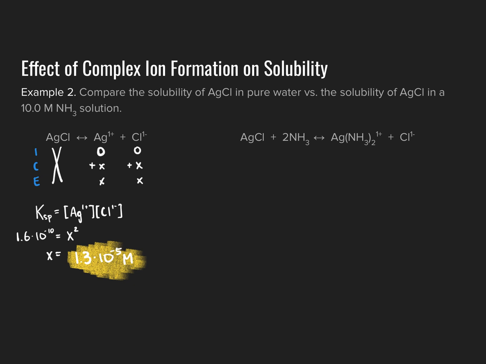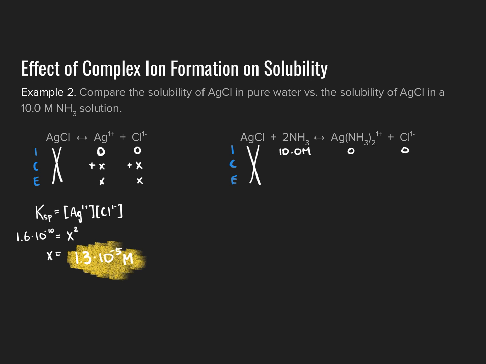So again, we're going to go ahead and set up our ICE table here: the initial, change, and equilibrium concentrations. The silver chloride, again, is a solid solute, and as such will not be part of our ICE table, so we can ignore that. The ammonia in our system, again, was a 10 molar ammonia solution. So that value here is going to be, under initial conditions, 10.0 molar. And again, I'm going to assume the initial concentrations of both my diamine silver complex ion and the chloride ion will both start as 0.